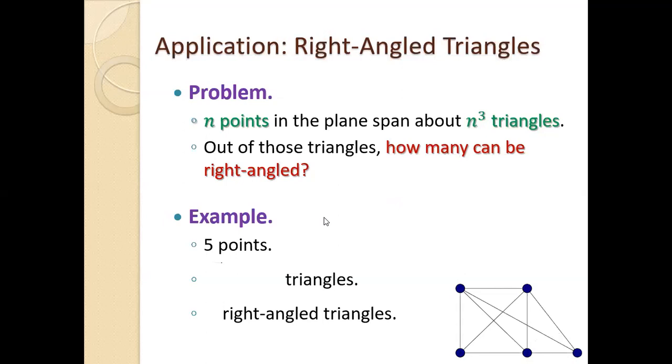So there's a problem that asks, just a small problem, out of these about n cubed triangles, how many can be right-angled triangles? Okay, so the question is, if I have n points, how many right triangles can they span? Let's start with an example. I put here 5 points. How many ways can I take 3 points out of 5? Do you happen to know? If I have 5 points, how many triangles do these 5 points form, including the one that's completely flat? We're also going to call this a triangle.